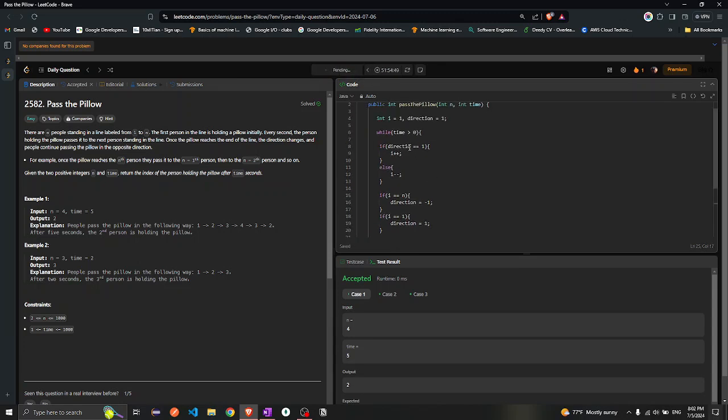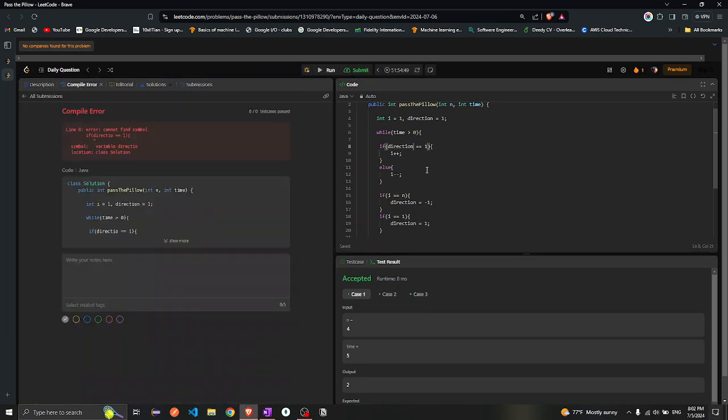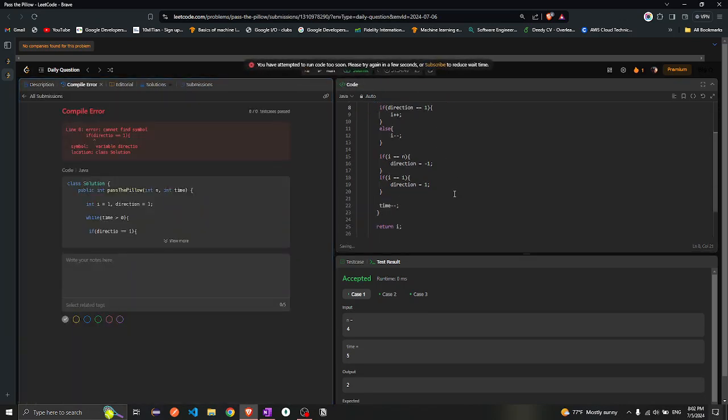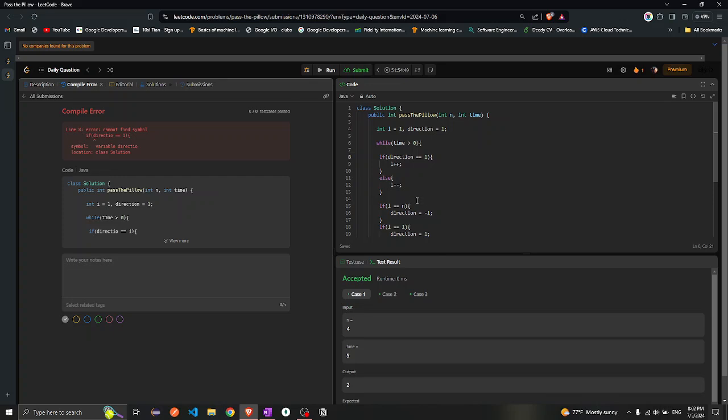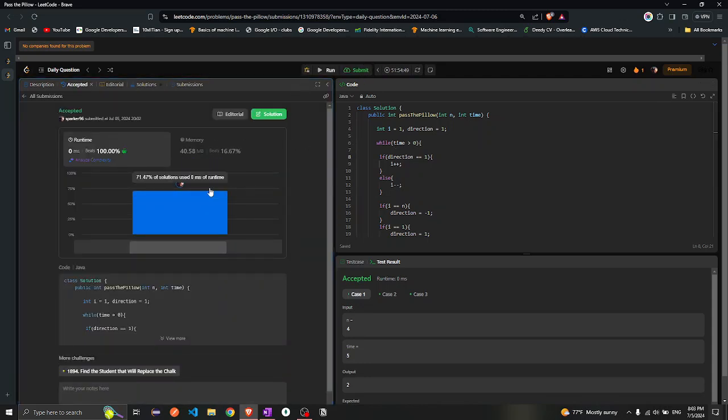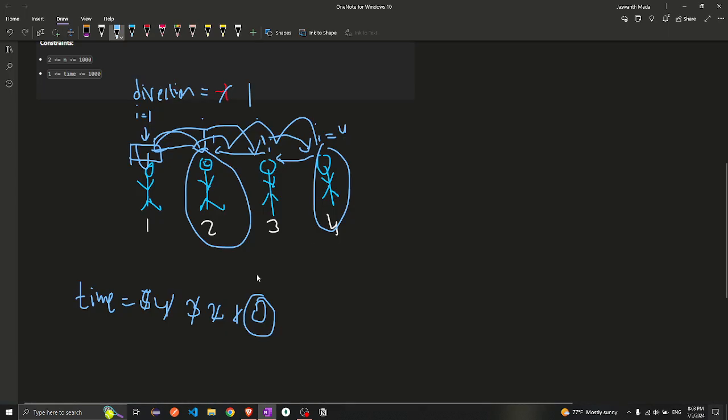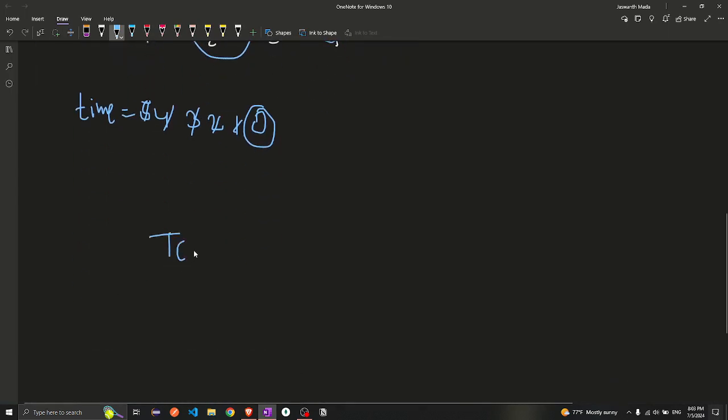Now when we run this, it's getting accepted, guys, but if you observe carefully, what is the time complexity here? The time complexity is order of time.